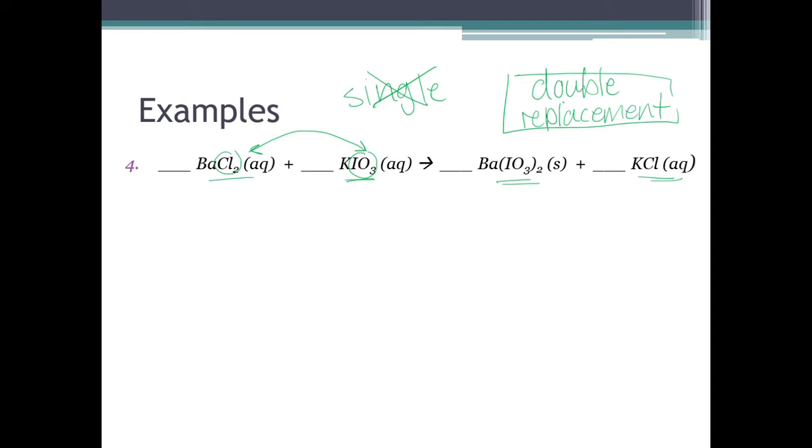And your double replacements, really either of your replacements, this is where it's going to be really helpful to keep your polyatomic ions together. So we've got barium and chlorine and potassium, but instead of splitting this up into iodine and oxygen, since things are just trading partners, we have iodate in our reactants and we have iodate in our products. So to balance this, we can leave this as iodate. That'll make things a little bit easier. And then here, barium, chlorine, potassium, and iodate.